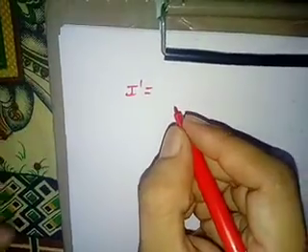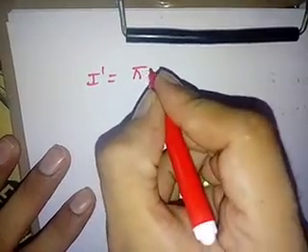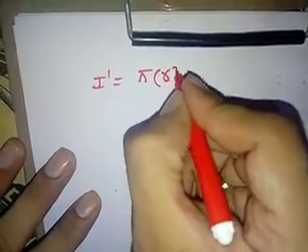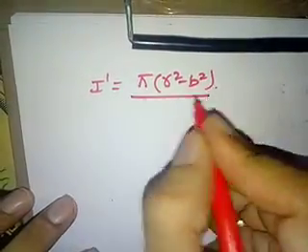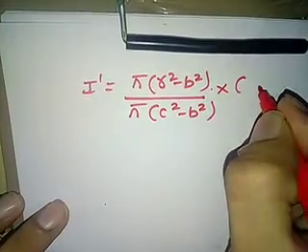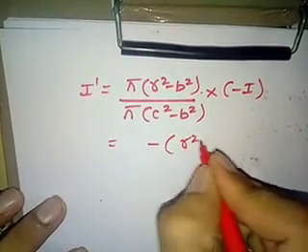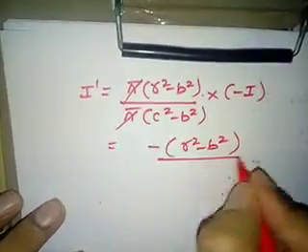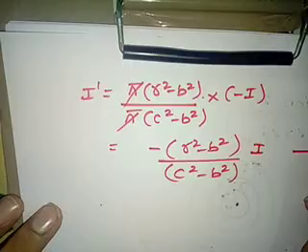So here again, to get the current enclosed by the closed path of the outer conductor, I dash is equal to pi into R square minus B square, that is the existing area, divided by the total area, pi into C square minus B square, multiplied by the total current, that is minus I. So this is minus of R square minus B square, pi and pi will cancel, divided by C square minus B square into I. Take it as equation 1.